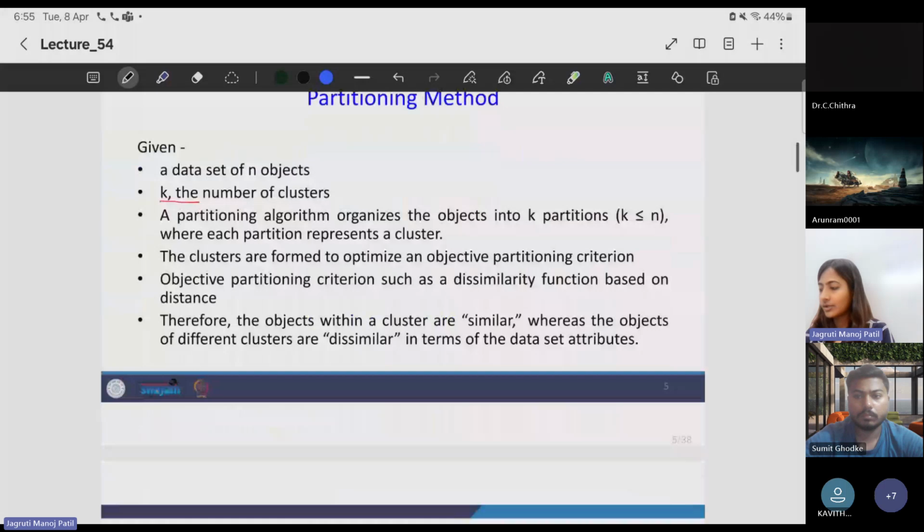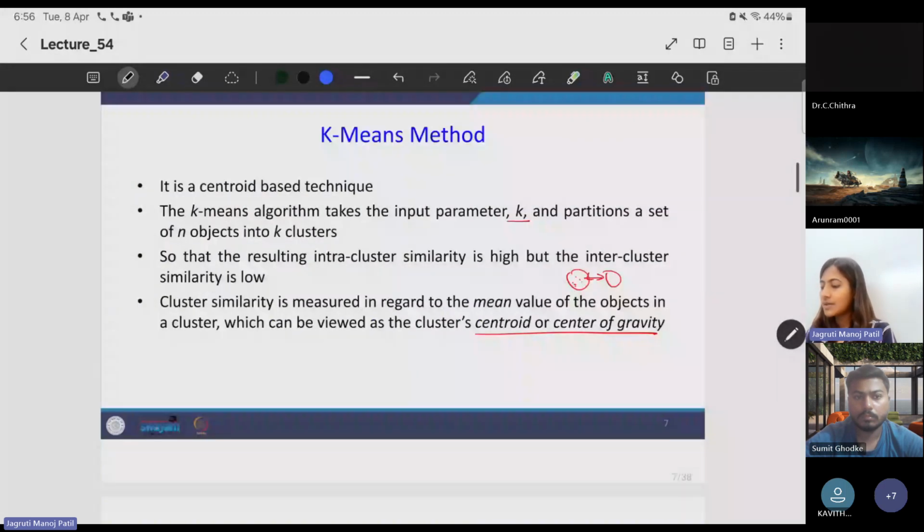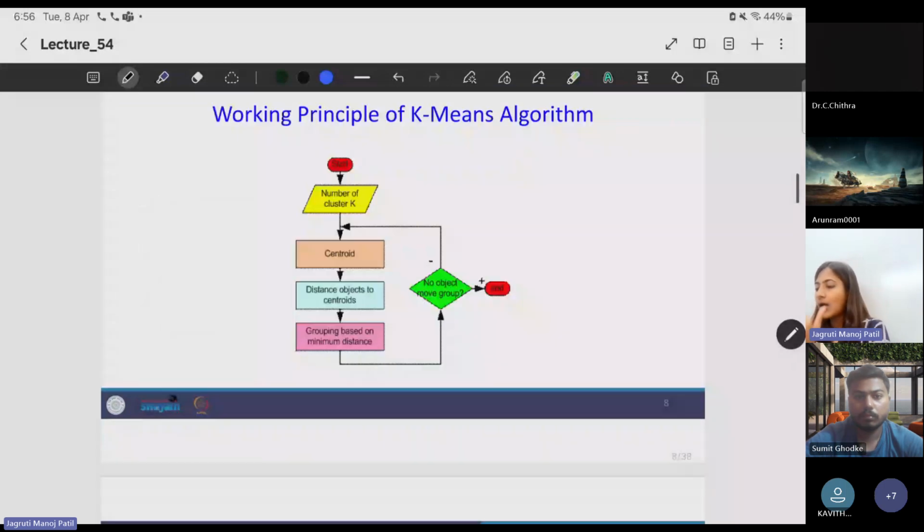Okay. So here, if you have the number of objects that you have with you, the number of clusters that you want to differentiate it into, the partitioning technique, k-means method. So we just saw it's based on the centroid of your cluster value. So no more than that. Okay. So how it goes through.